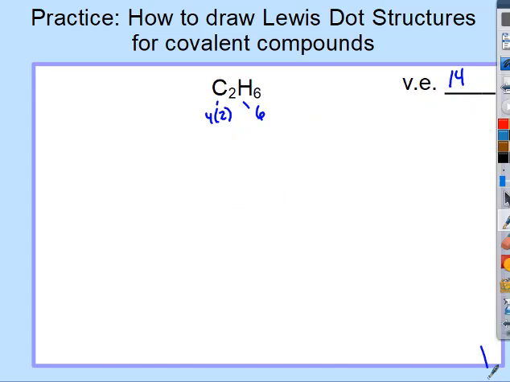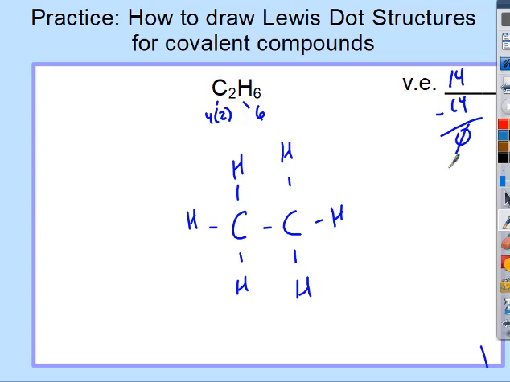So when you have a hydrocarbon like this, you're going to have your 2 carbons in the middle, or however many, and then since we have 6 hydrogens, just put 3 on each of them. So we've drawn 2, 4, 6, 8, 10, 12, 14. And at this point, each of our hydrogens just have a line, so they're good. And each of the carbons have 8 electrons, so they're good.